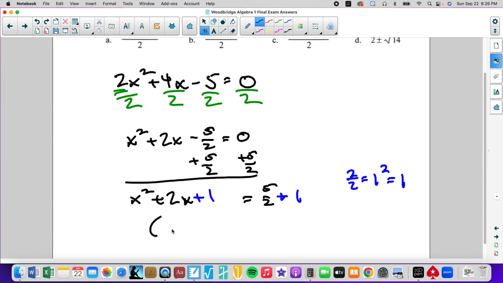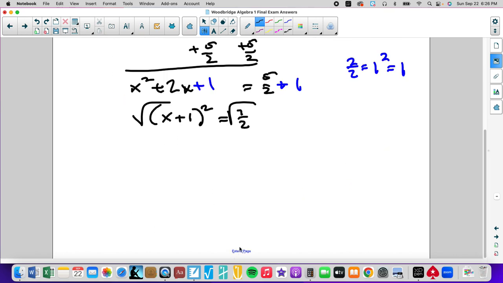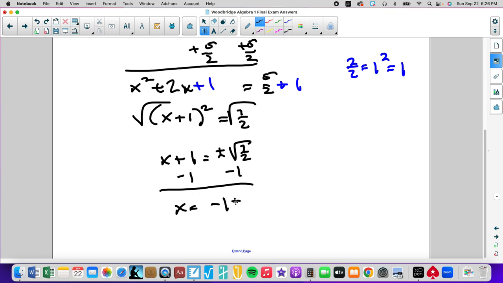And this equals a binomial square, so it's going to be x plus 1, my half value, squared, equals, well, 1 is equal to 2 over 2, so this is 7 halves. And now we're going to take the square root of both sides. That becomes x plus 1 equals plus or minus the square root of 7 over 2. We're going to subtract 1, x equals -1 plus or minus square root of 7 over 2.